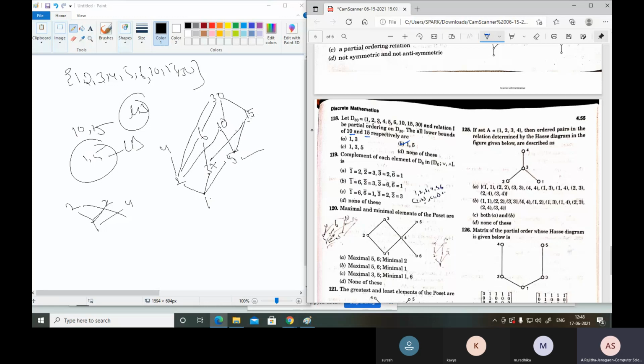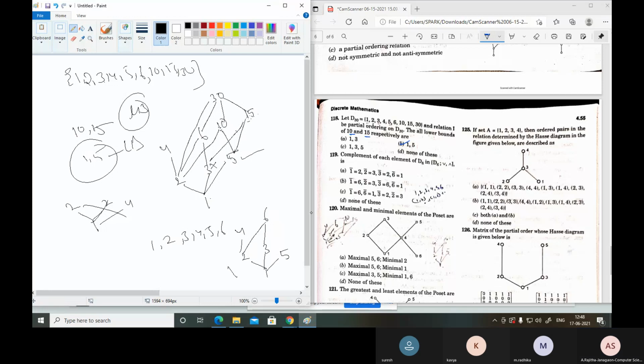Next, complement of each element. So what is the complement of this? Suppose here D6: 1, 2, 3, 4, 5, 6. So here 1 is divided by 2 and 3, then next to 6. Okay. So complement of each element. See, 1 complement is 6. Now 6 complement is 1, and 3 complement is 2, 2 complement is 3. This is what the complement is.